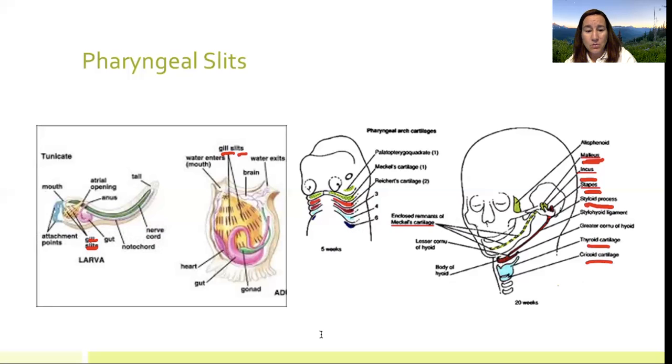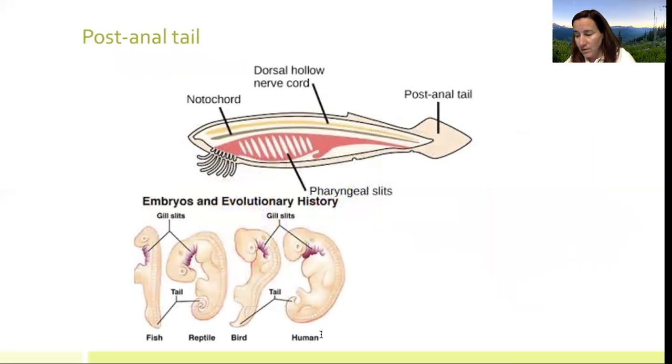So everyone that is a chordate has pharyngeal slits. Everyone also is going to have a post-anal tail. You got one, I got one. Everyone has a tailbone. For us, our tailbone is called a coccyx.